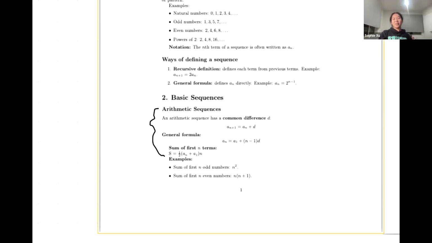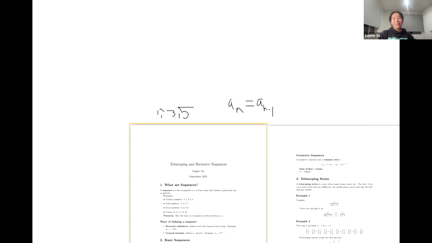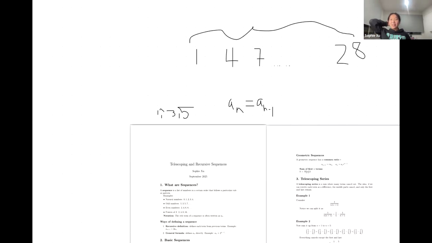So do you wanna do a few examples? Find the sum of 1, 4, 7, all the way to, let's see, 28. Find the sum of the sequence from 1 to 28. Can you do that for me?